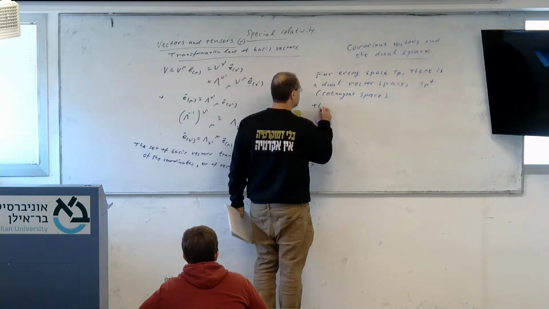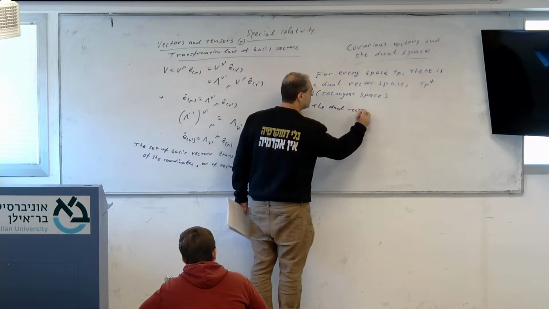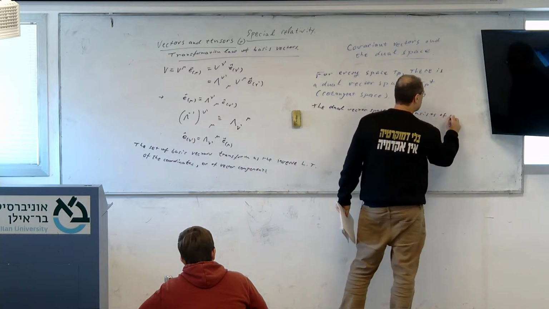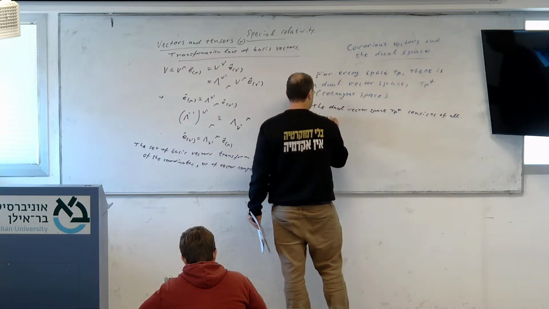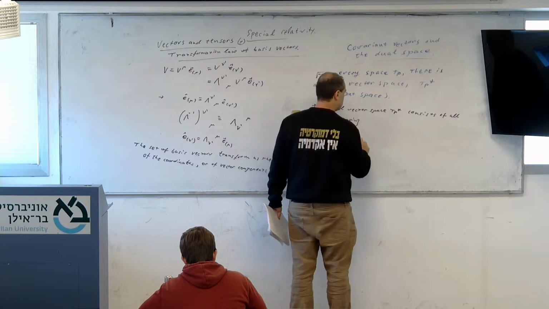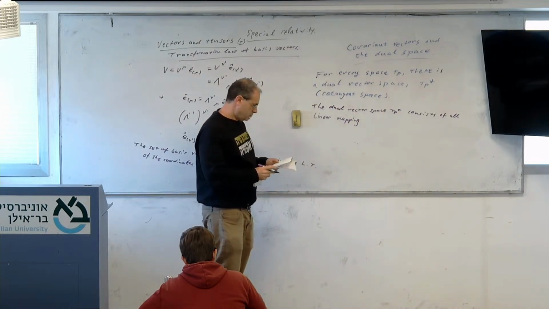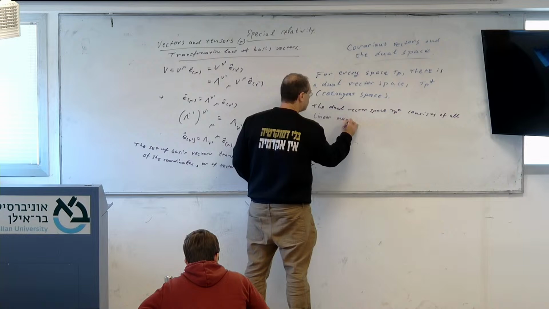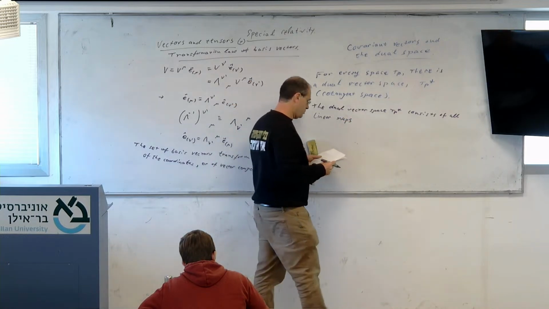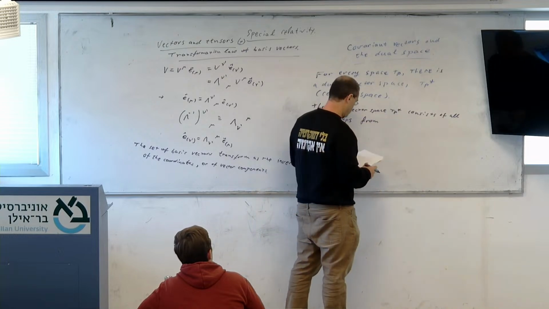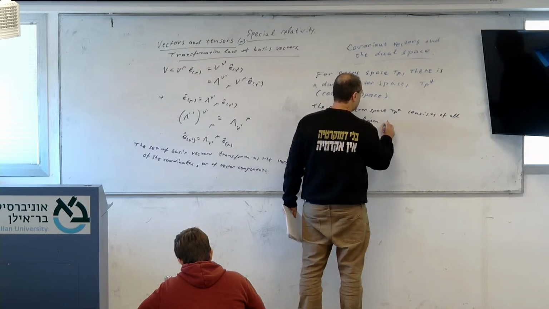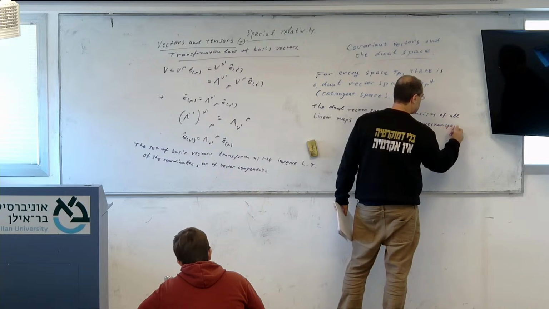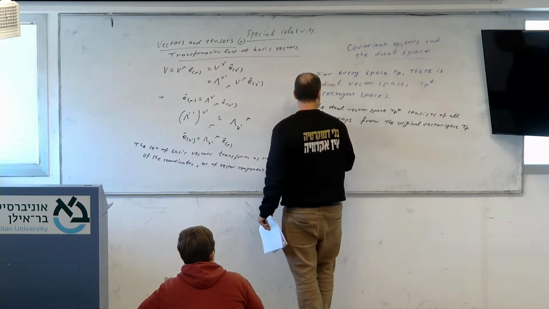So the dual vector space T_p star consists of all linear mappings, linear maps, from the original space T_p to R.